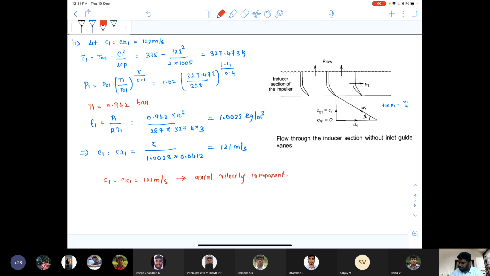Now, from the diagram, from the velocity triangle, consider this as figure 4. Consider this as figure 4. This is actually the figure 4.